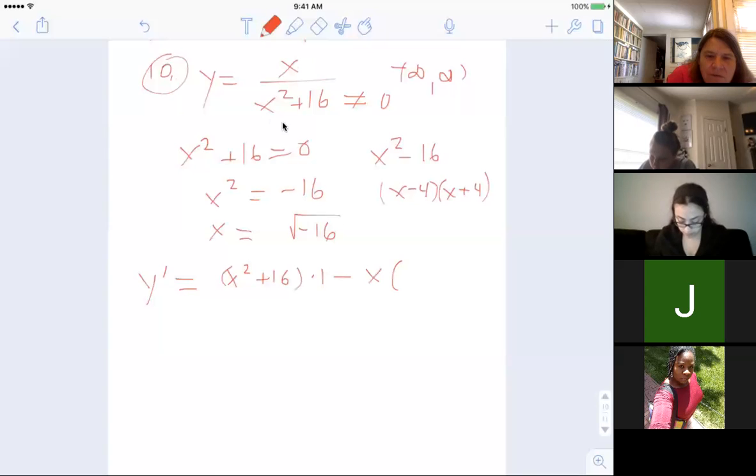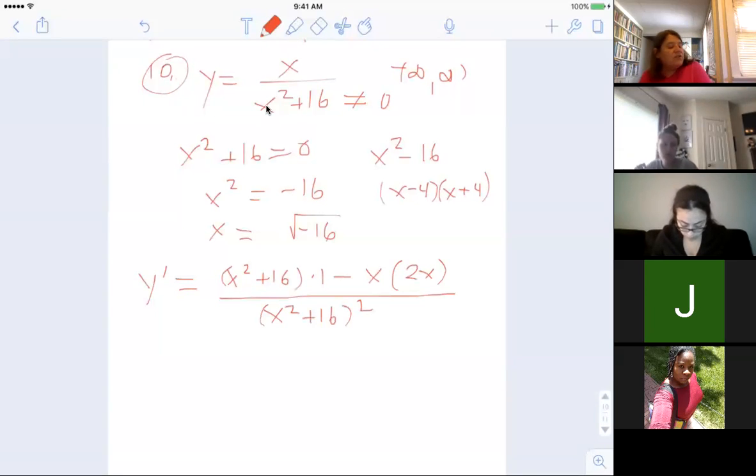minus the top times the derivative of the bottom. And what's the derivative of the bottom there, guys? 2x. And then what did we do in the quotient rule? We put it over the whole denominator squared, didn't we? So x squared plus 16 squared. Now, this is a good question. I think that was Stephanie that asked me this one. This is a good question because that's not as easy as the ones I've been doing, okay? You got to simplify this a little bit before you can tell anything.